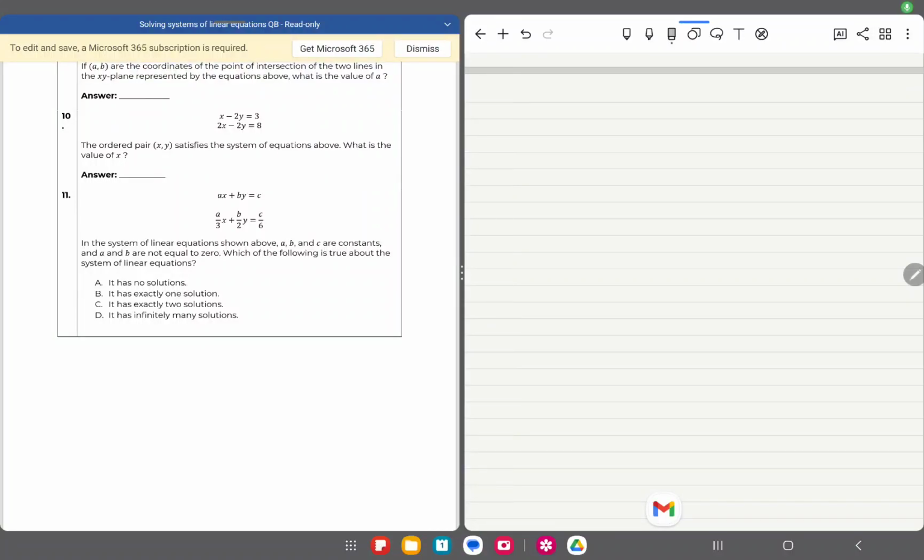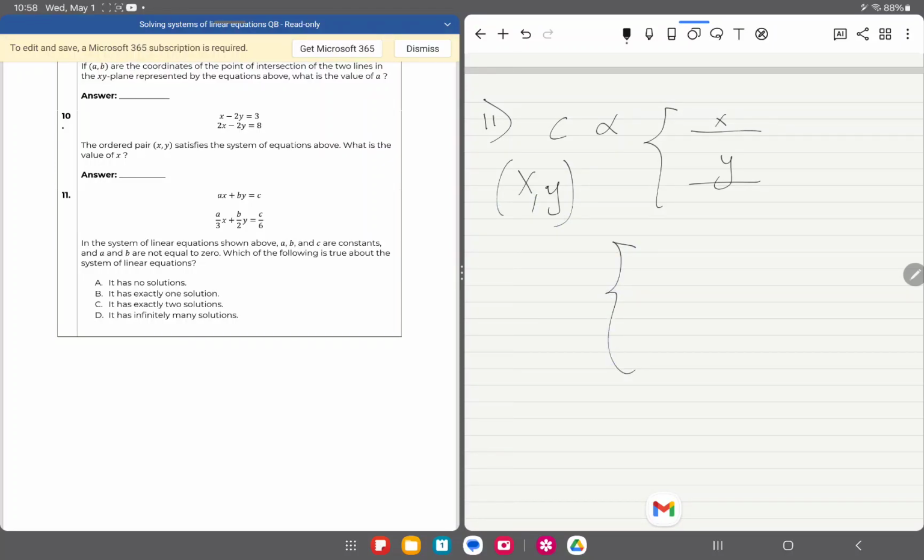Hello everyone. Let's go back to number 11. In number 11, they're asking us: in the system of linear equations shown above, a, b, and c are constants, and a and b are not zero. Which of the following is true? Of course, c is false. Why? Because for a system of two equations and two unknowns, x and y, I'm only getting one solution.